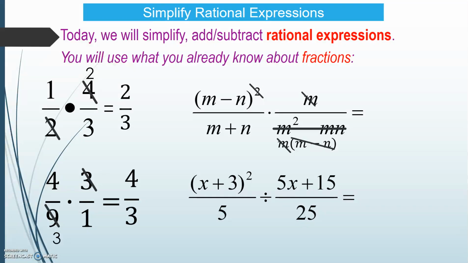So nothing else can cancel because I'm left with m minus 1 and m plus 1. Those are not the same. They have to be the exact same signs to cancel. And so that would simplify down to that fraction.